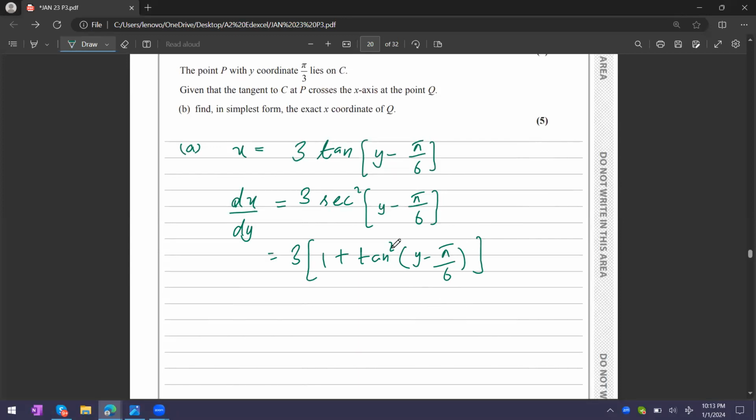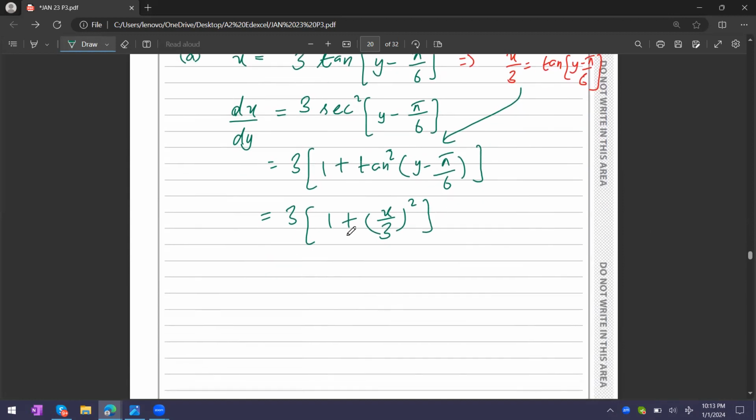Okay. Now from here we need to get rid of tangent. You can get rid of tangent by using this x expression. You can make tangent of this angle the subject. That means x by 3 is equal to tangent of y minus pi by 6. So you can replace here 1 plus tan square, so you will say 1 plus x over 3 whole square.